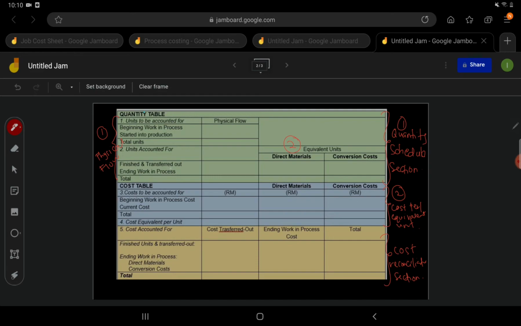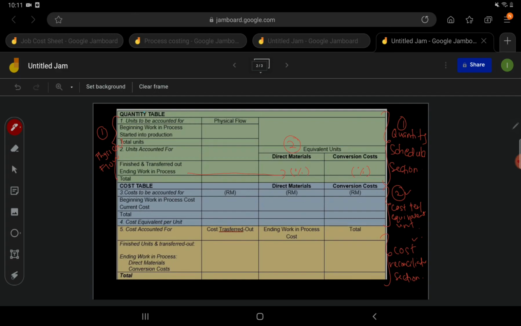Finished units transferred out plus ending work in process. The percentage of completion of any units in work in process is also shown in this section. So this one, the percentage completed for ending work in process. Okay, the quantity schedule also guides in preparing the other two sections of the cost of production report.